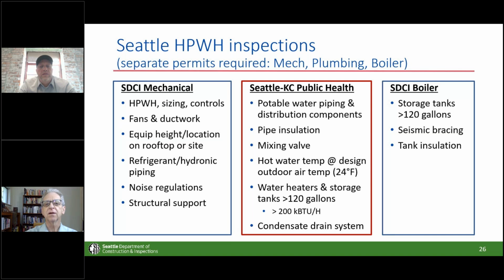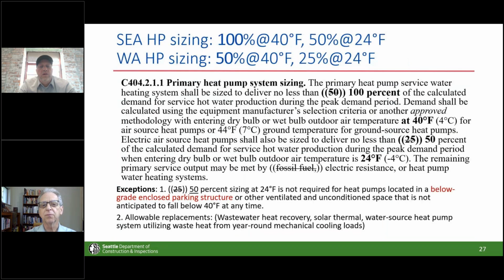For sizing, Seattle requires that you size the heat pump to handle 100% of the expected load when it's 40 degrees out, and 50% when it's our design low temperature of 24. In Washington State, it's half that, although we have a proposal up for the next code to see if the rest of the state will go with the 100%. Because who wants to design and build and pay for 2 separate systems in the same building? But you can tell that was a political thing.